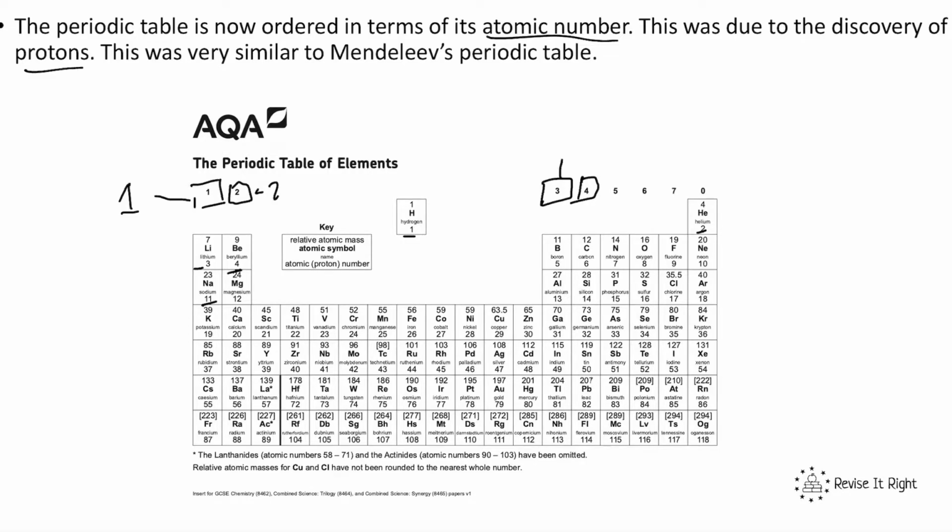Again, this was very similar to Mendeleev's idea of grouping elements due to their properties. Now, you can also use the periodic table to tell you the electronic structure of elements, because as we stated before, the group that an element is in tells you how many electrons are in the outer shell. So again, it means that an element in group 5 has 5 electrons in the outer shell, and an element in group 7 has 7.